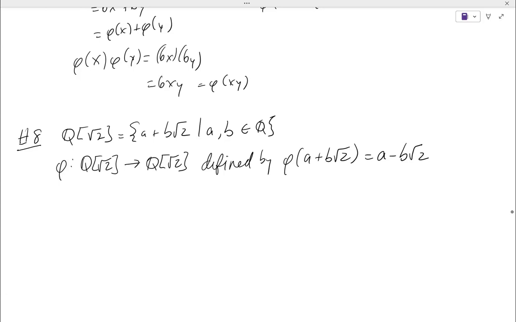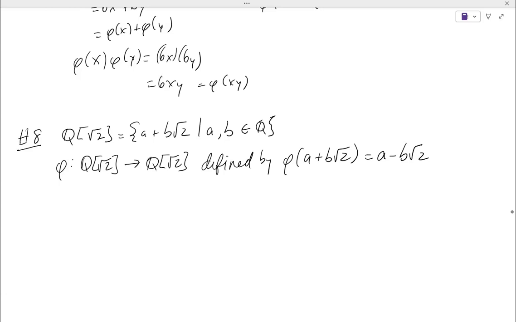All right, so to show that this is an isomorphism, we need it well-defined. I need a well-defined function. Well, if I put the same thing in, I would have to get the same thing out, right? Because if a plus b root 2 is the same thing as c plus d root 2, then the a and the c are the same, the b and the d are the same, and you get the same output. That's what we mean by well-defined.